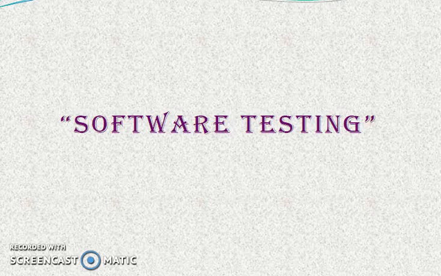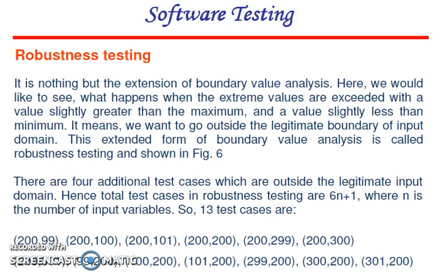Continuing with the different types of testing techniques, the next technique is robustness testing. It is nothing but the expansion of boundary value analysis, where the extreme values are exceeded with a value slightly greater than the maximum and a value slightly less than the minimum. That means we have local minima extended as well as local maxima extended. It means we want to go outside the boundary of the input domain. This extended form of boundary value analysis is called robustness testing.